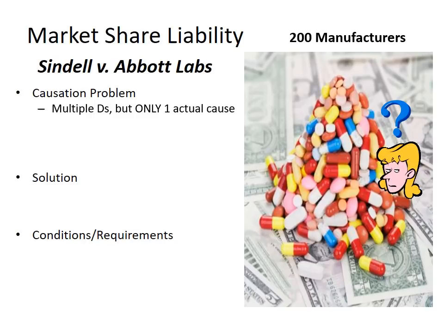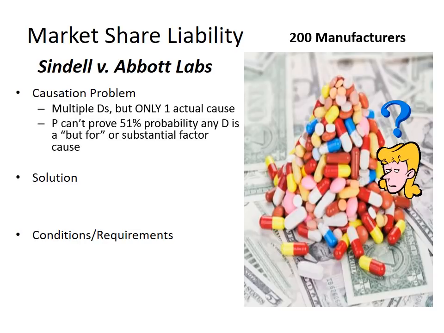So we do have this similar pattern where there are multiple possible parties who may have caused the injury, but only one of them actually did. That is, the plaintiff's mother had only purchased from one manufacturer. We just don't know which manufacturer of the possible 200 who placed the drug on the market really did cause the plaintiff's injury. So we've got the same kind of problem that we had in the other scenarios.